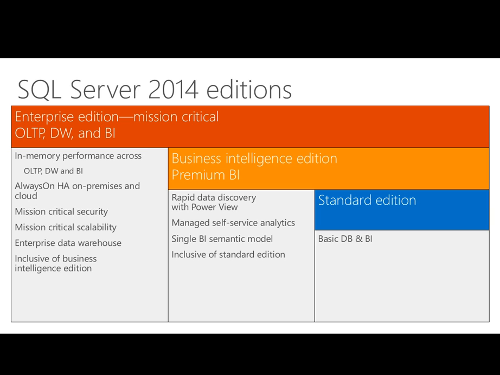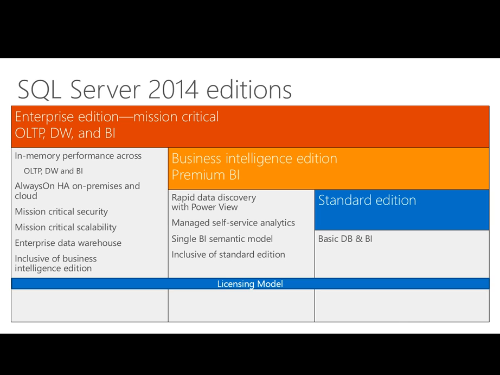Enterprise edition has a new feature called in-memory performance across OLTP, data warehousing, and BI. We have AlwaysOn high availability on premises and in the cloud, which is Microsoft Azure. Mission critical security, mission critical scalability, enterprise data warehouse, and it is inclusive of Business Intelligence edition, with all the features of Business Intelligence.